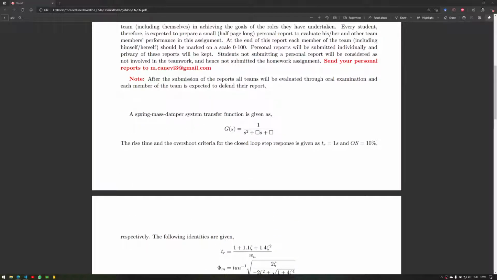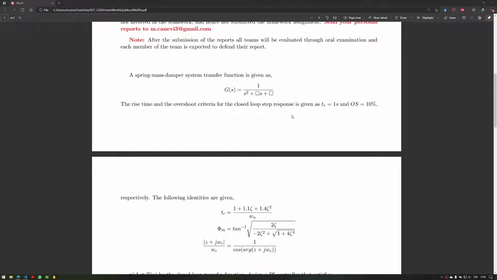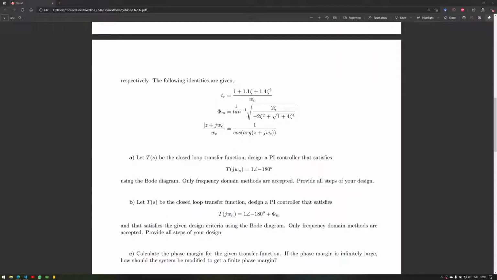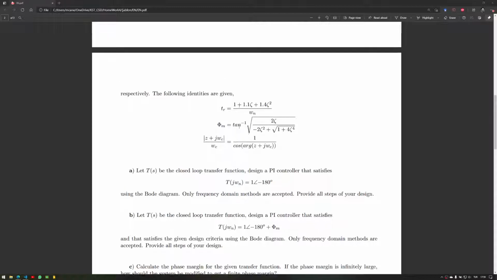We have a spring mass damper system which has a second order transfer function. These numerical values depend on your team number. You're given a rise time and overshoot criteria, so that we will be designing controllers that should meet these criteria. And we have some identities given.